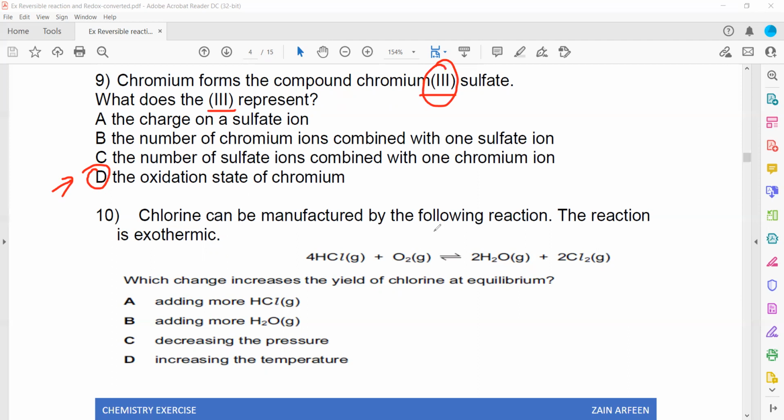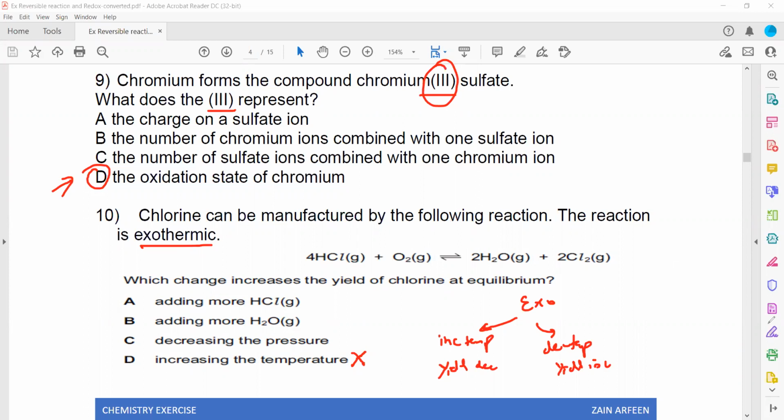Another: chlorine can be manufactured by the following reaction. The reaction is exothermic. So if the reaction is exothermic, which change will increase the yield? As we discussed, for exothermic reactions, if we increase the temperature, the yield will decrease. So option D cannot be an answer. There is no other thing related to temperature. And if we decrease the temperature, the yield will increase. Then pressure, decrease the pressure.